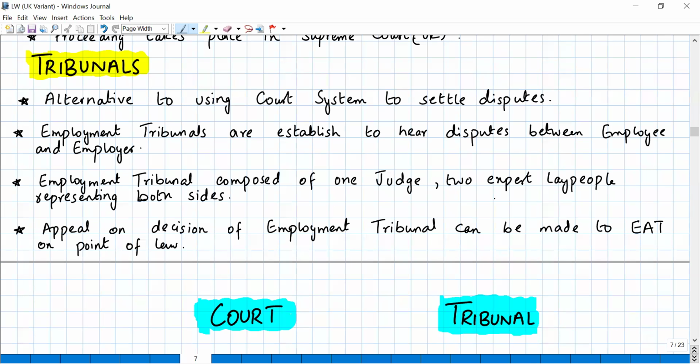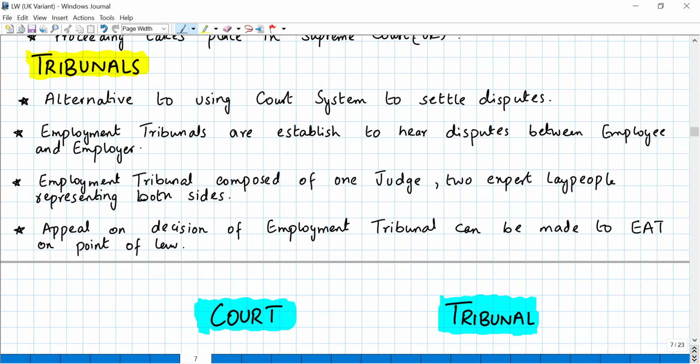Employment tribunal is composed of one judge and two expert lay people representing both sides. In an employment tribunal, there will be one judge who will have a very great knowledge of the employment laws and regulations. Lay people means two expert neutrals who are representing both sides, employer side and employee side. Okay, so they make a decision. An appeal on the decision of the employment tribunal can be made to the EAT on a point of law. If you are not happy with the decision of an employment tribunal, you can make the appeal to the Employment Appeal Tribunal, and this appeal is heard in the Court of Appeal, on a point of law.